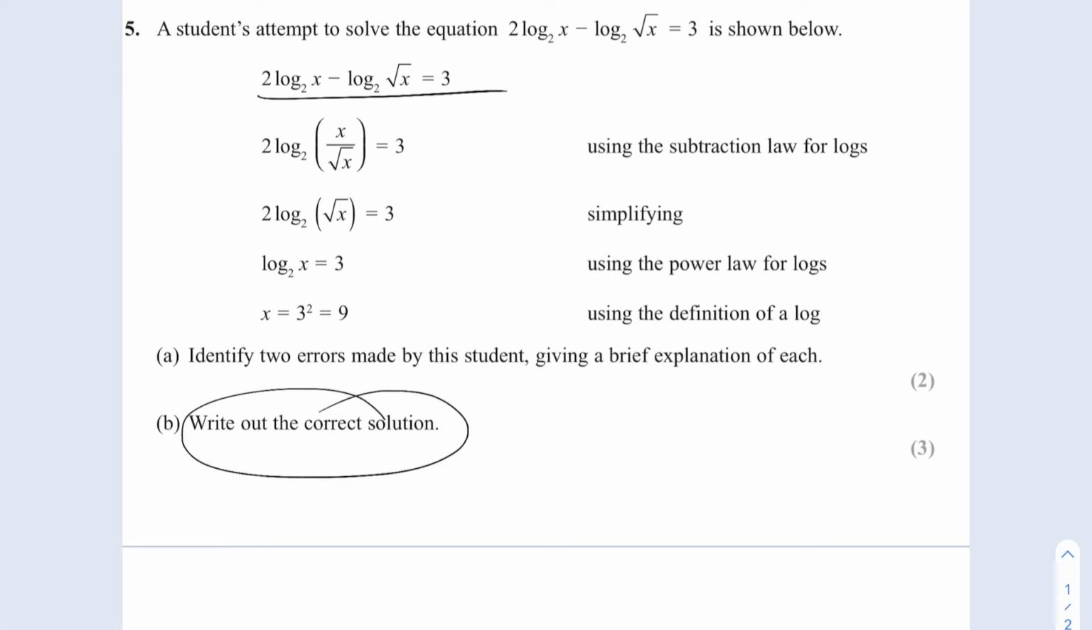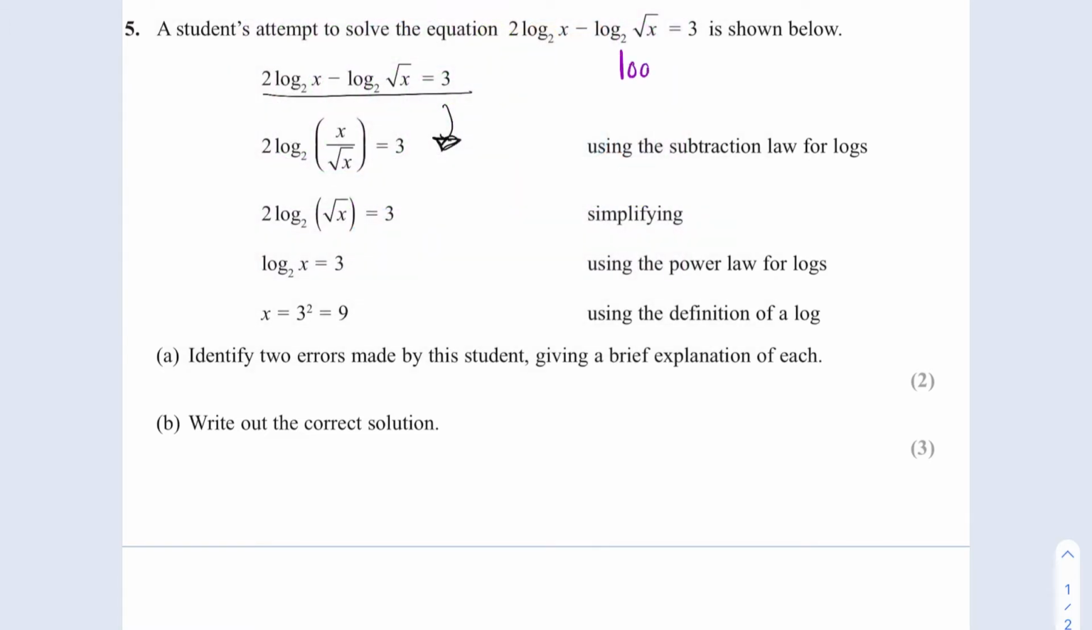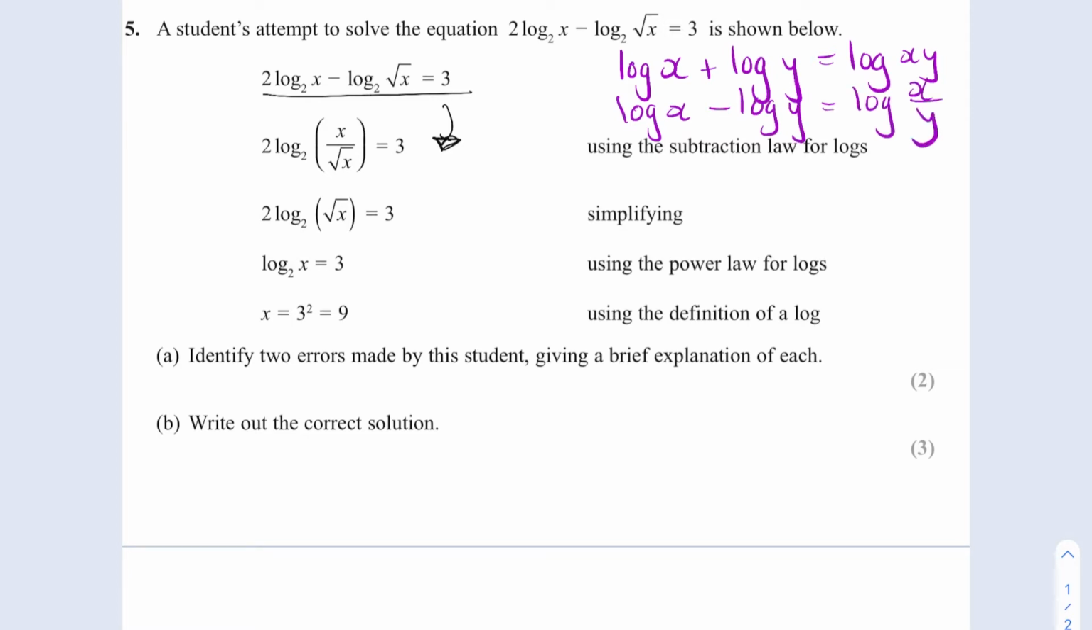So, a restatement of the problem, and then they go from here to here by what looks like an attempt to use the log rule, log any base x plus log any base y is equal to log xy, or with subtraction, which is what we have here, log of x over y. So that's 2 of the main log rules written down there.